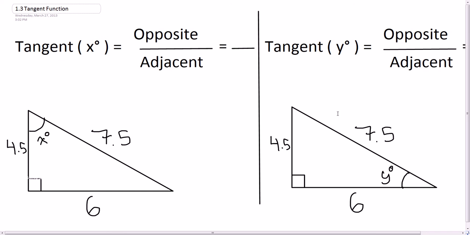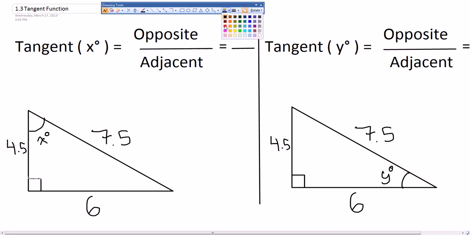So let's take a look at an example, and then I'll have you try solving this one over here on your own. So let's take a look. So first step is we need to find out and name all of the sides. So we've got hypotenuse, we've got opposite, and we've got adjacent.